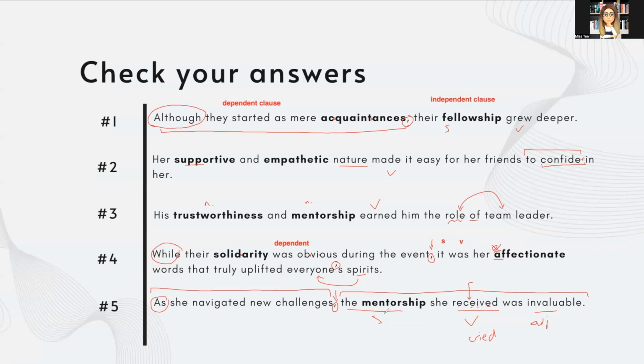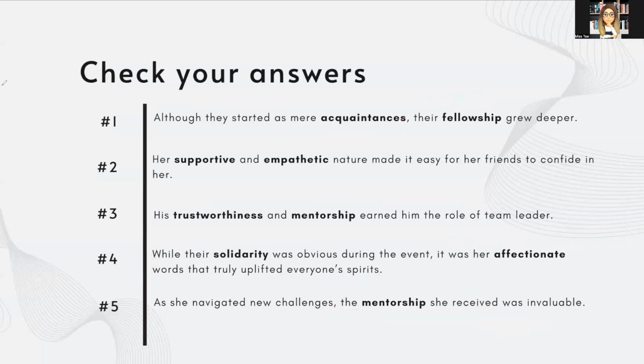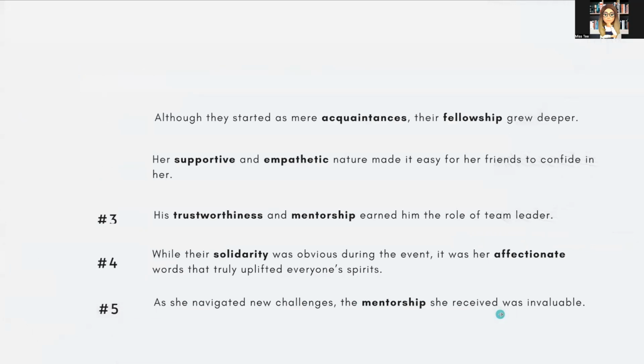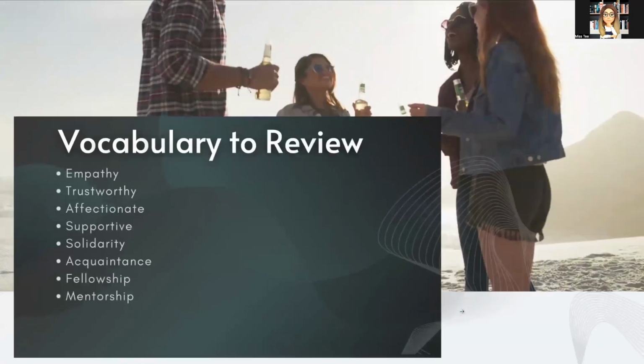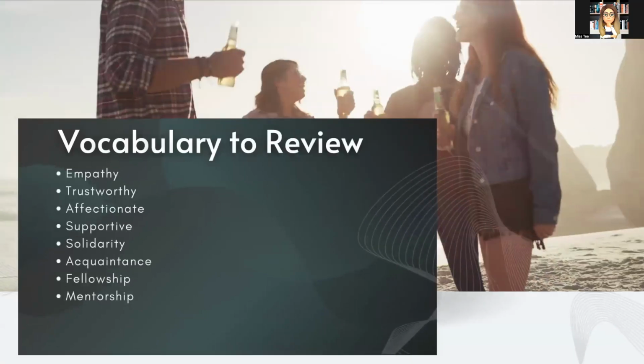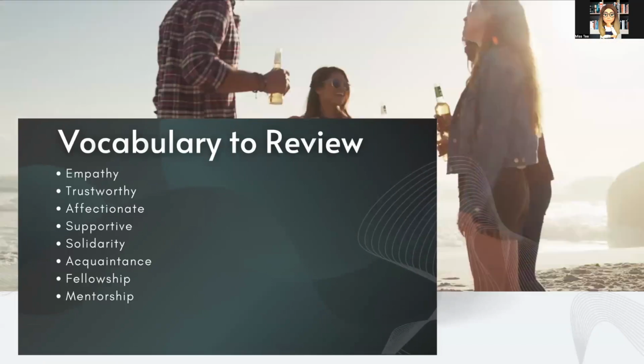So that's a little bit of a breakdown of some spelling tips and tricks and some of the grammatical breakdowns of the structures of the sentences that we see here. We also do have some pretty good words for you to study that are all bold here. I'm going to give you a better list of those words. So the words that we have that you should study are empathy, trustworthy, affectionate, supportive, solidarity, acquaintance, fellowship, and mentorship.